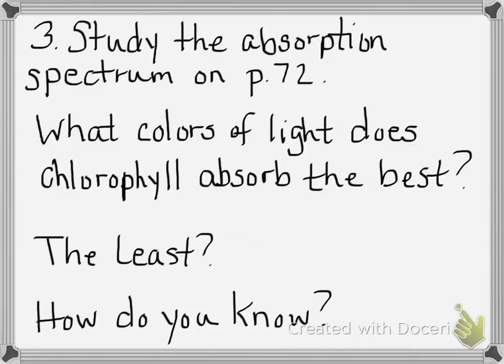Okay, number 3. What colors of light does chlorophyll absorb the best? Let's do chlorophyll A because it is the primary pigment of photosynthesis. Look at chlorophyll A. What colors of light does chlorophyll A absorb the best? Purple and blue. Okay.